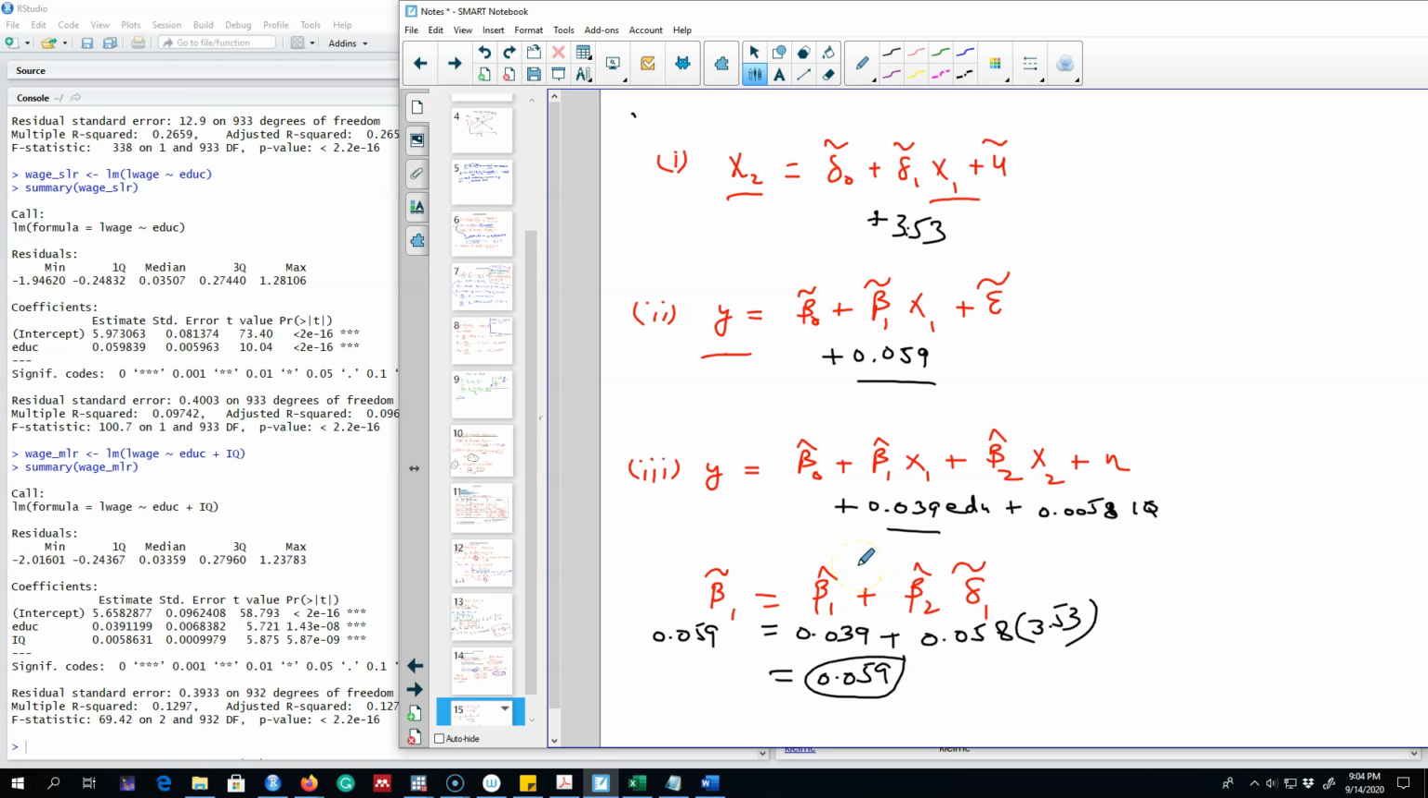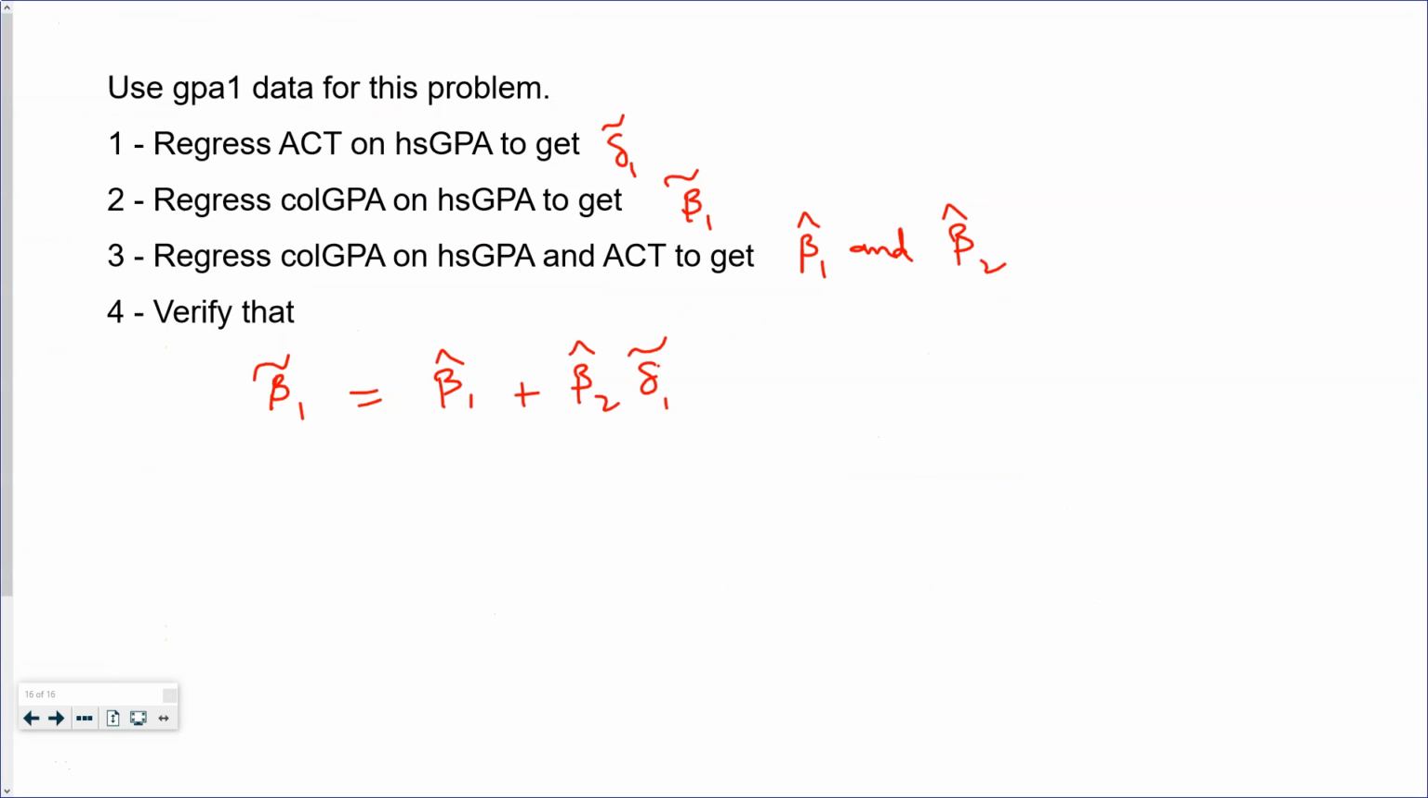All right, so next I'm going to ask you to go through these steps and work with an example and come up with the values. Okay, so here's an example. You have to use GPA1 data for this problem and follow these steps and then verify that this identity actually holds for this problem as well.